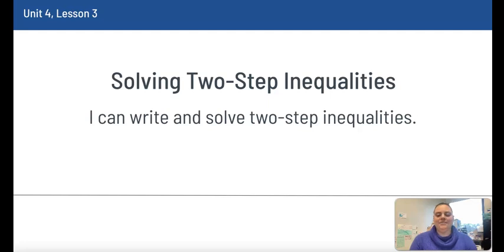Hey y'all, in this lesson we're going to take a look at solving two-step inequalities. By the end of this lesson we want to be able to say, I can write and solve two-step inequalities.